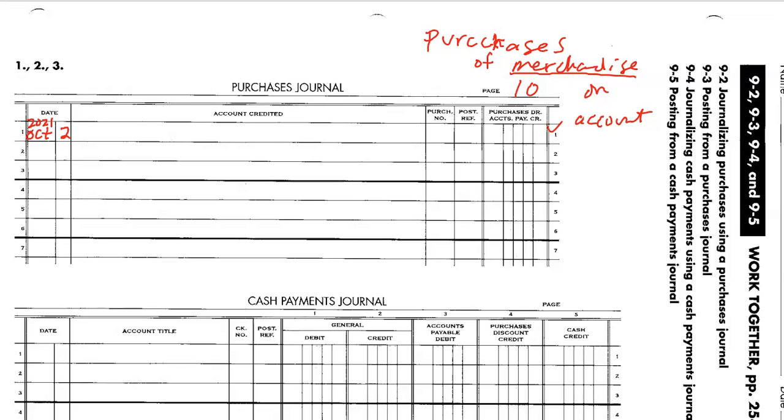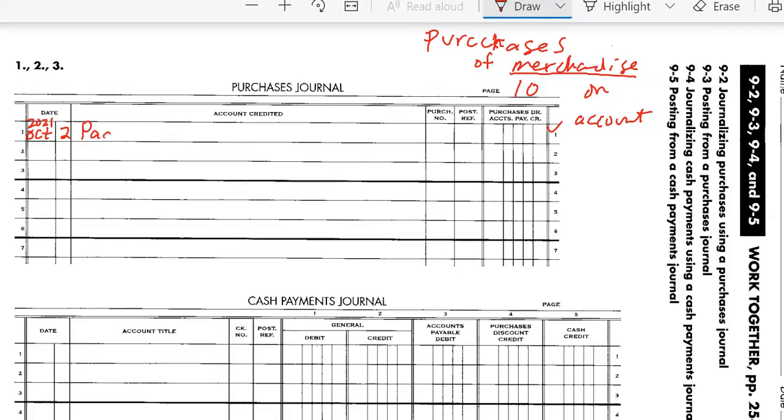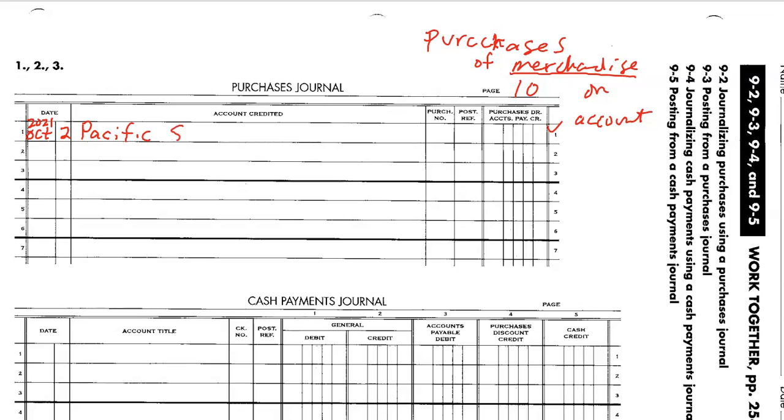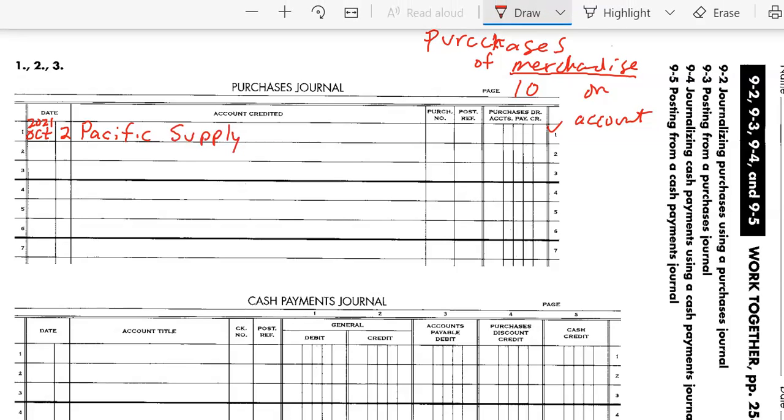And the account credited is the company or the customer or the vendor that I purchased from, and that's going to be Pacific Supply. All right, the purchase invoice, that's my source document, is P162. Well, as far as I'm concerned, since this already is labeled as purchase number, you don't have to put the P again. You can just put the 162. It's understood that all of these have a purchase number.